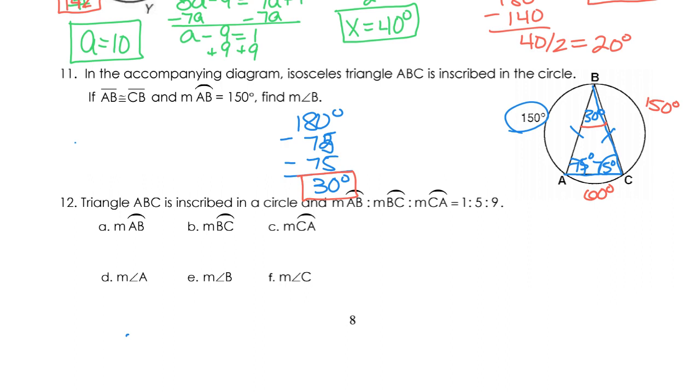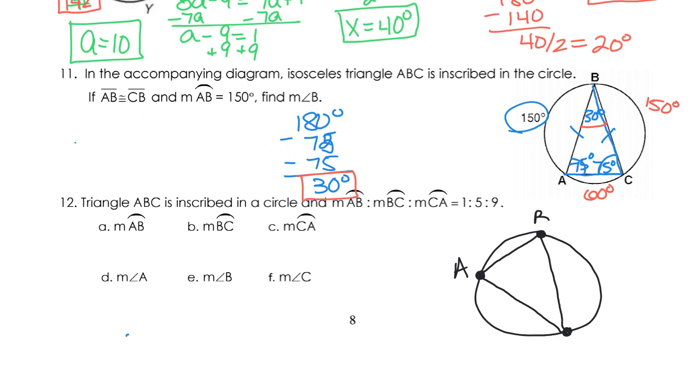All right, number 12. We have triangle ABC is inscribed in a circle. So always draw your circle first, and then pick 3 points on your circle to be the 3 vertices of your triangle. And there's your inscribed triangle, it's called ABC. It says that the ratio of the measures of AB to BC to CA are 1 to 5 to 9. What that means is that AB is first, so AB gets a 1x. BC is second, 5 is second, so BC gets a 5x. And CA is third, and 9 is third, and so CA gets a 9x.